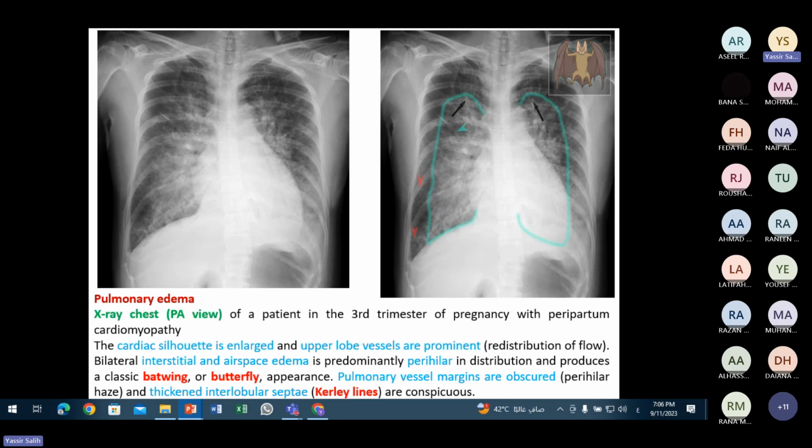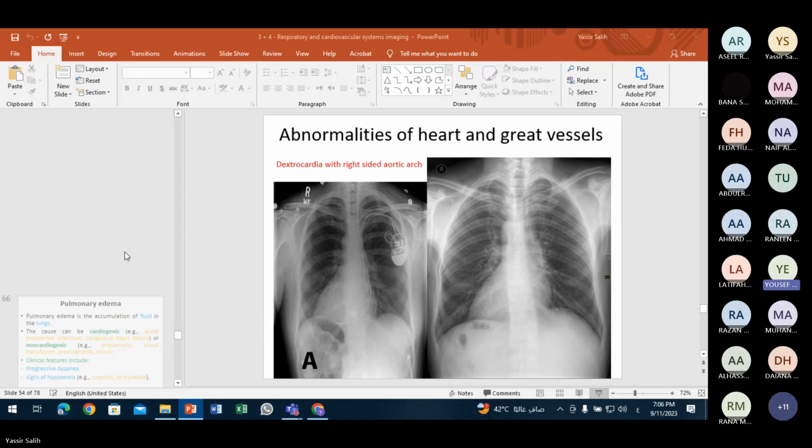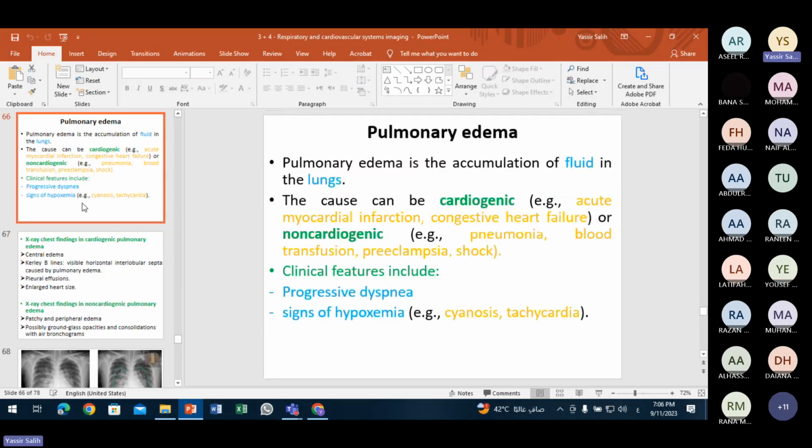Do you have any questions? Yes. Welcome. Doctor, could you explain the false lumen and aortic dissection again? Yeah. Sure.